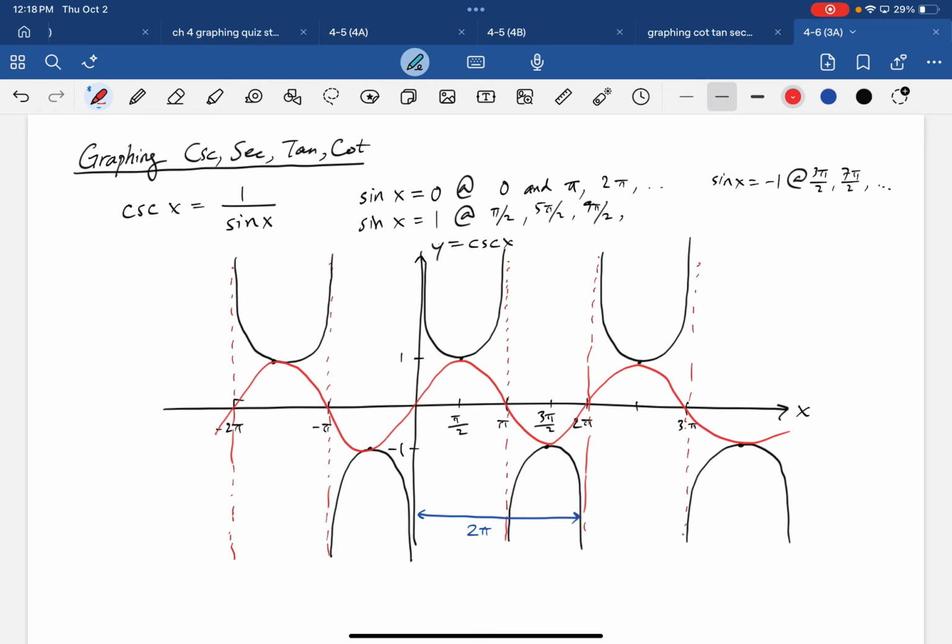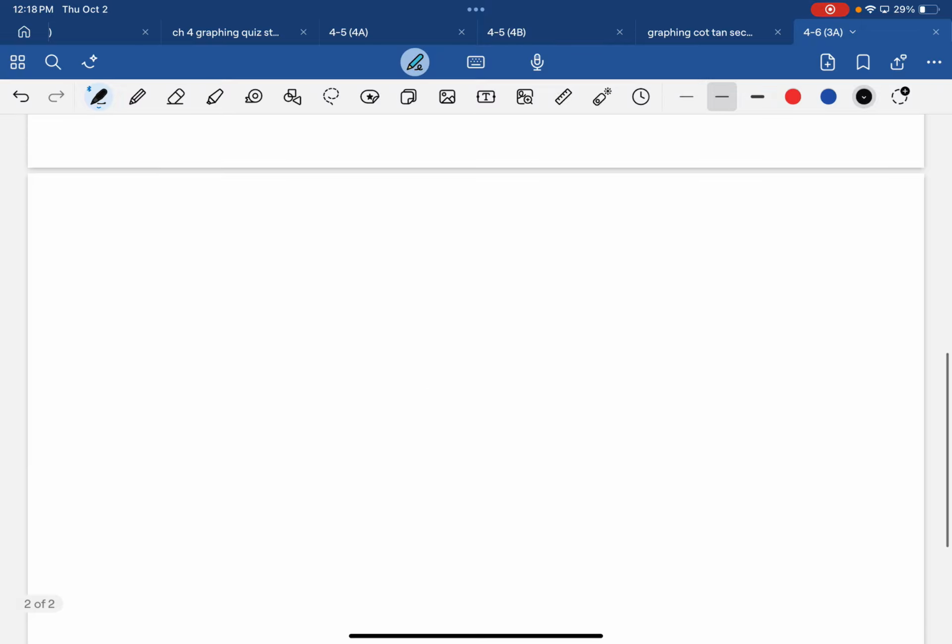Okay, so that's cosecant. And secant is very similar. It's just going to be shifted to the left, same as the relationship between sine and cosine. So are we all good with this graph? Just look at the video later if you're not. Let's go to the next one.